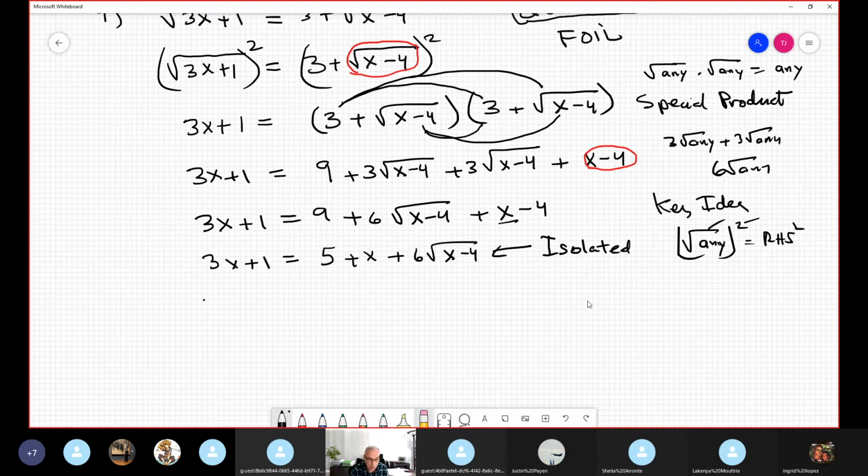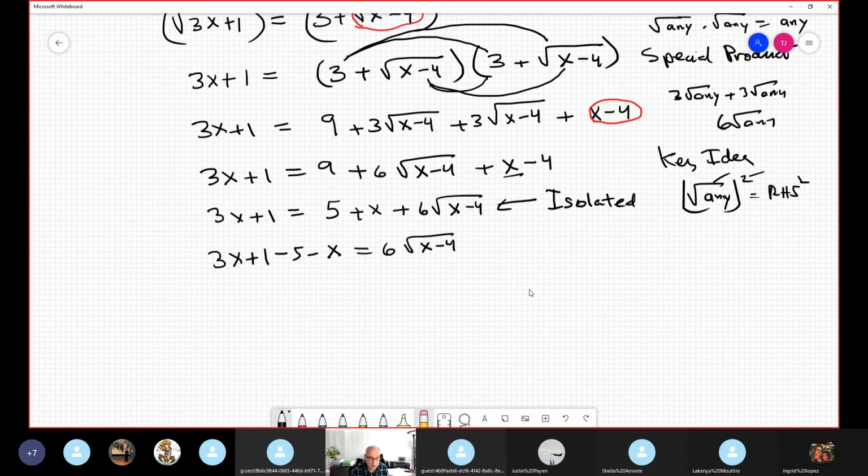Okay, to say 3x plus 1 stays here, minus 5 minus x equals 6 radical x minus 4. So I move 5 and x to the left, because my goal is isolate the expression that contains radical. 3x minus x is 2x. And 1 minus 5 is minus 4.